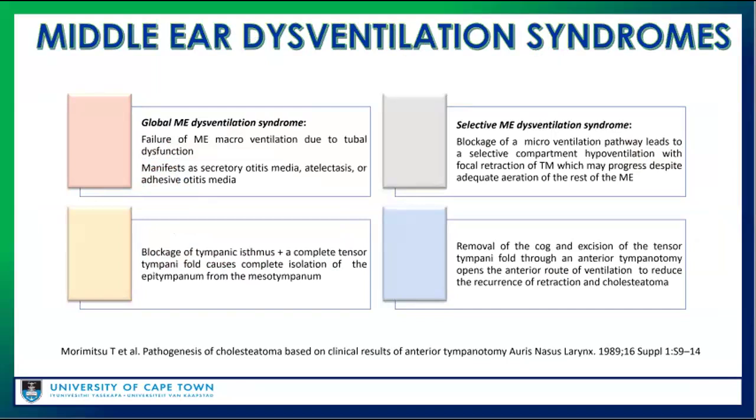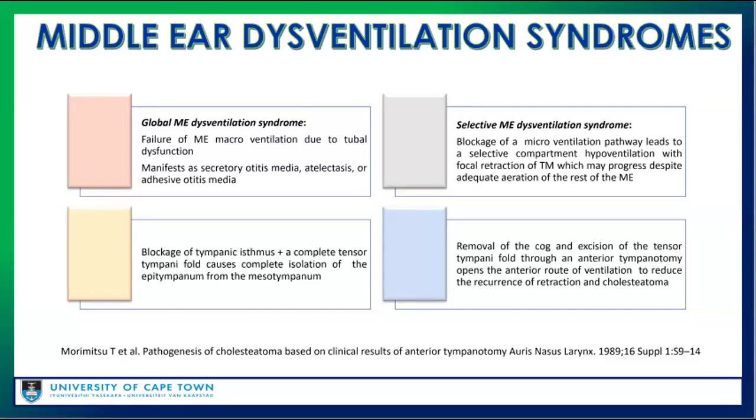That is of two types. There's the global and selective type. The global middle ear dysventilation syndrome consists of failure of macroventilation due to tubal dysfunction, and they manifest as secretory otitis media, atelectasis, or adhesive otitis media. On the other hand, the selective middle ear dysventilation syndrome occurs when there is a blockage of the microventilation pathway with selective compartment hypoventilation, and this results in a focal retraction of the tympanic membrane, which may progress even though there is adequate aeration in the rest of the middle ear cavity.